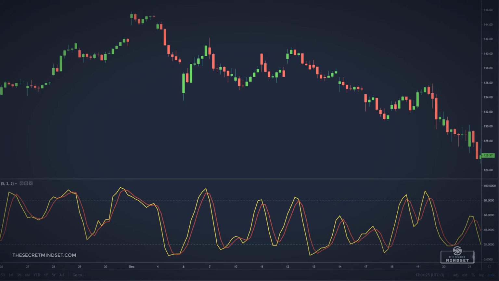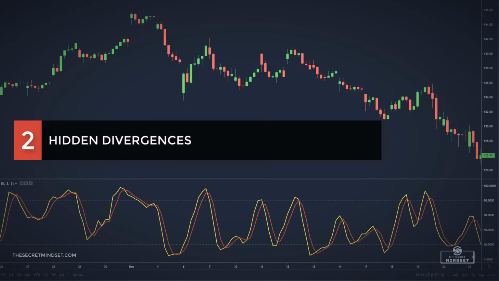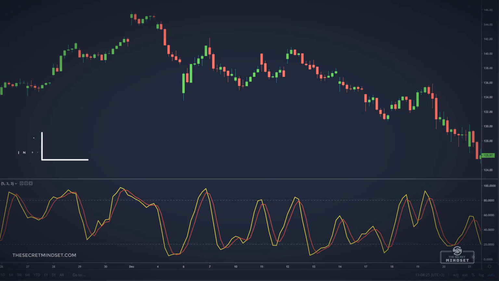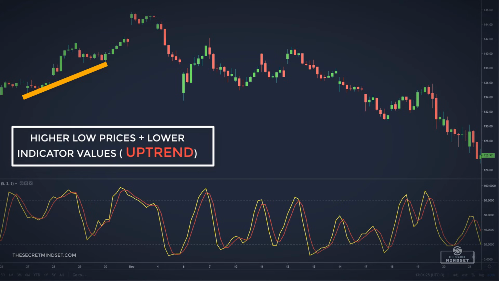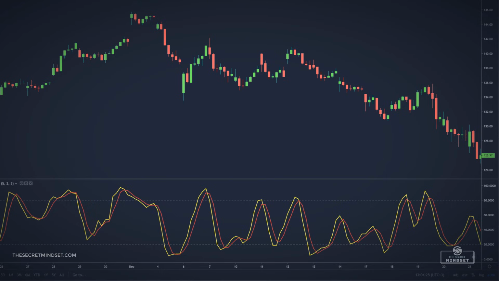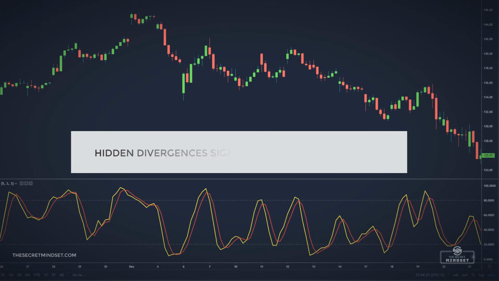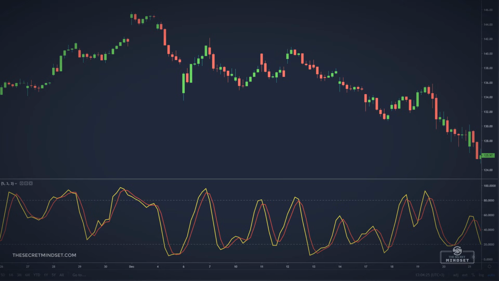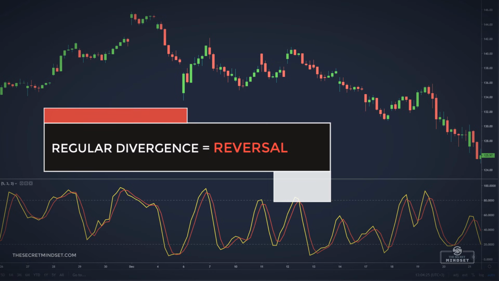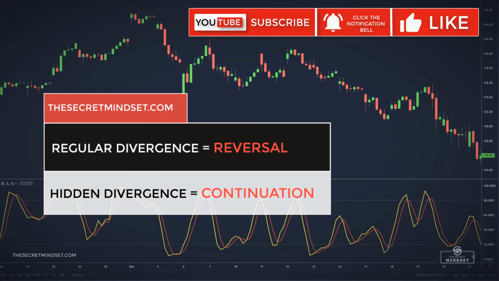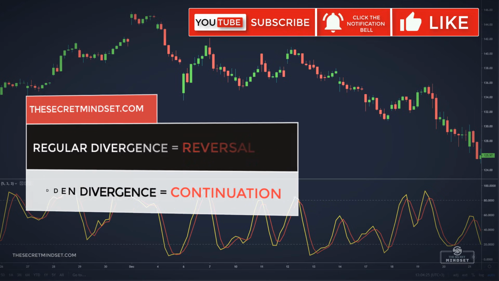Besides regular divergences, we also have hidden divergences. A hidden divergence is a visual non-confirmation characterized by higher lows of the price but lower indicator values during an uptrend, and lower highs of the price and higher indicator values during a downtrend. Hidden divergences signal continuation moves in the direction of the prevailing trend. So that's the main difference between the regular divergences and the hidden ones. The regular divergences indicate reversals, while hidden divergences indicate continuation. So remember this important rule.